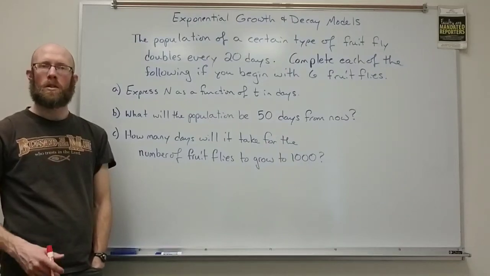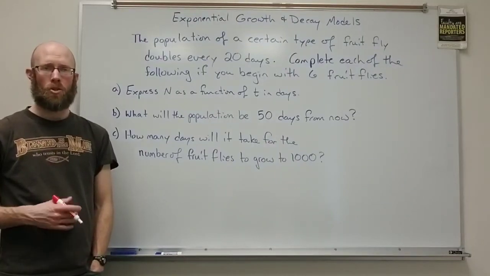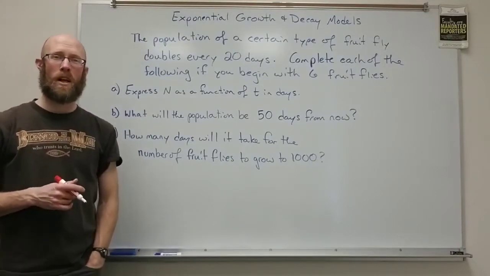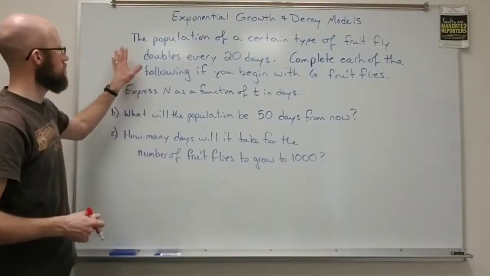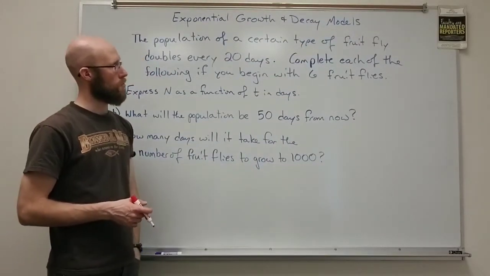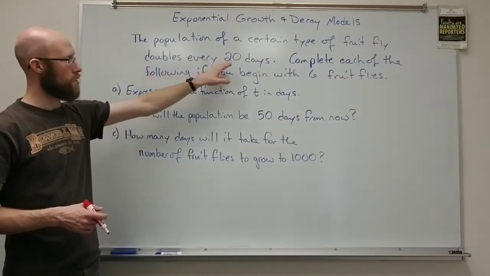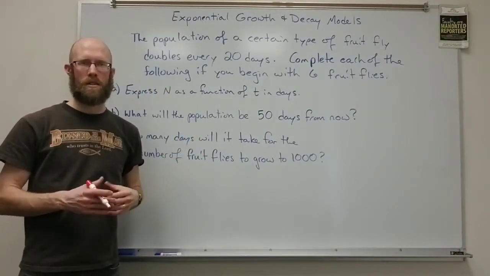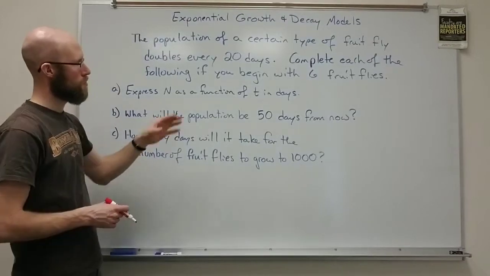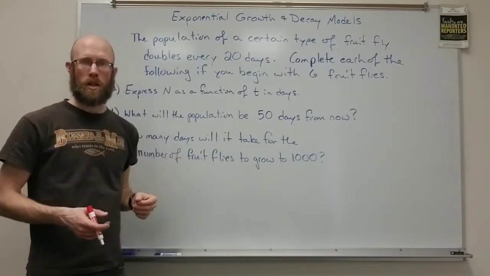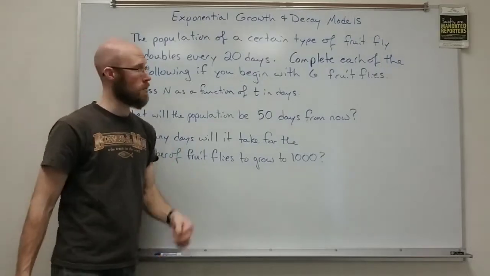All right, in this video, we're going to talk about an example of population growth using a contrived example of fruit flies, okay? So let's say, hypothetically, that a population of a certain type of fruit fly doubles every 20 days, okay? So you've got them in some sort of ideal environment in a lab somewhere, and they're reproducing and multiplying, and every 20 days the population size doubles.